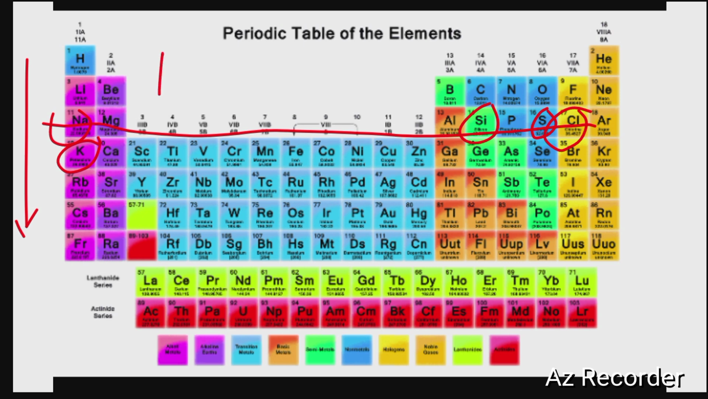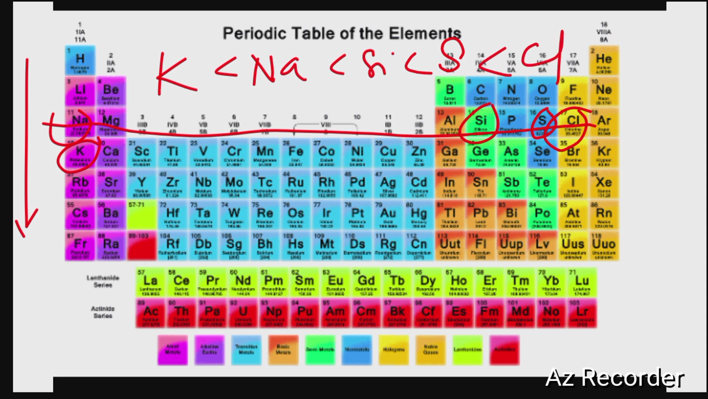So potassium will have the least ionization potential, followed by sodium, then silicon, then sulfur, and then chlorine, because we know that down a group the ionization potential decreases and across the period the ionization potential increases. Since potassium lies below all the other elements, it will have the least ionization potential. Then since sodium lies above it, it will have a higher ionization value than potassium. Since all the other elements lie to the right of sodium, they will have a higher ionization potential compared to sodium.